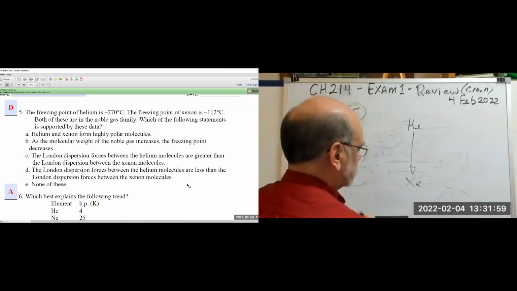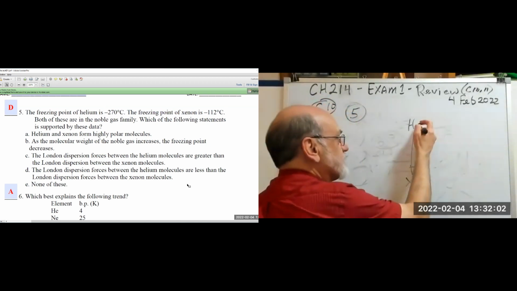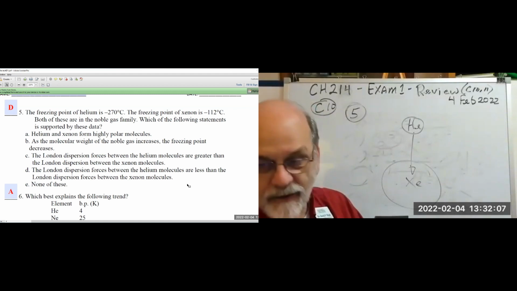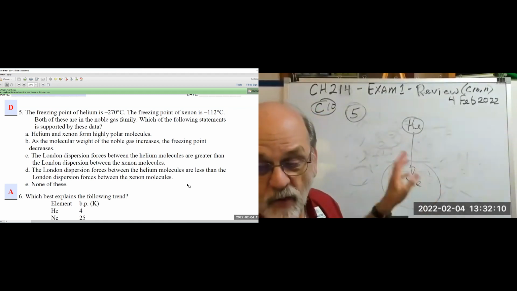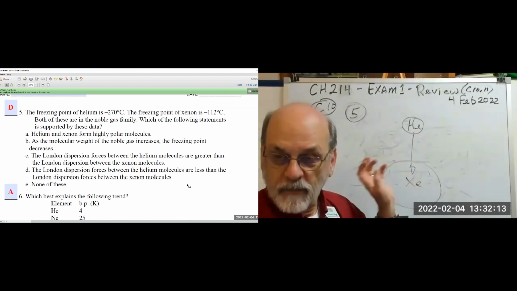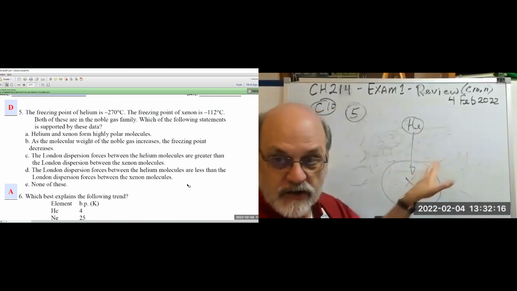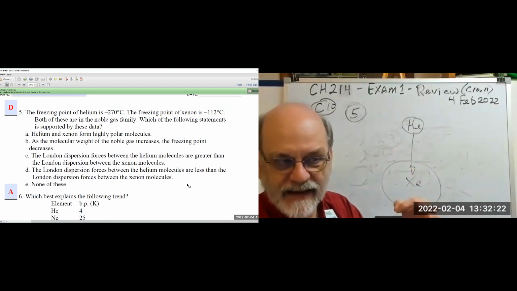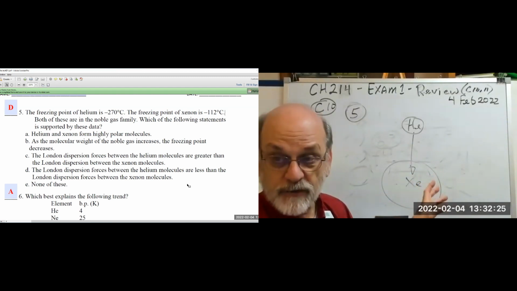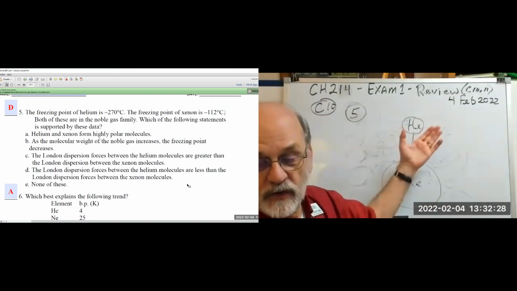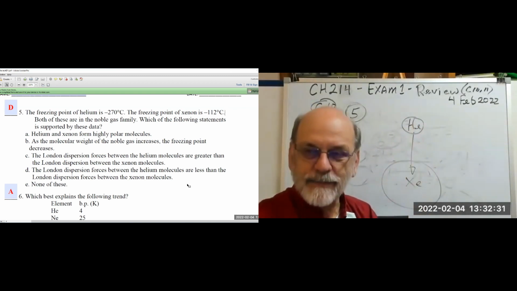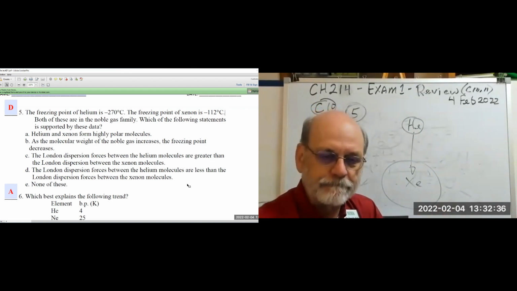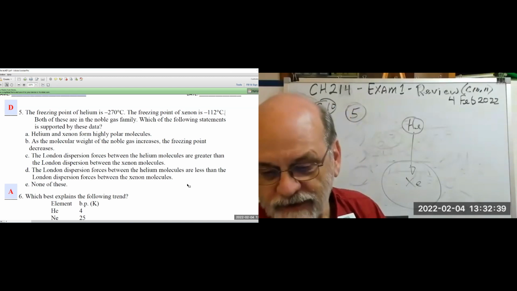Now, why is that? That's because this is a tiny atom, and that's a big atom. And the more electrons and the more room there is to move around, the more apt you are to have uneven distribution of electron density. That's why you get instantaneous differences in electron distribution in larger molecules than you do in smaller molecules. And that's exhibited by their intermolecular forces and the behavior that shows. Okay, that's the point of that question.